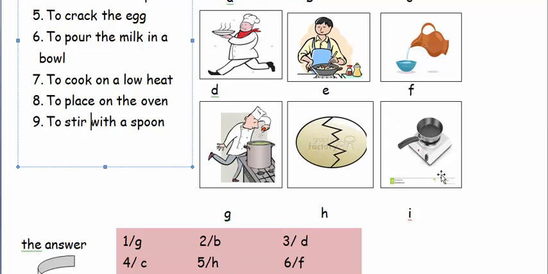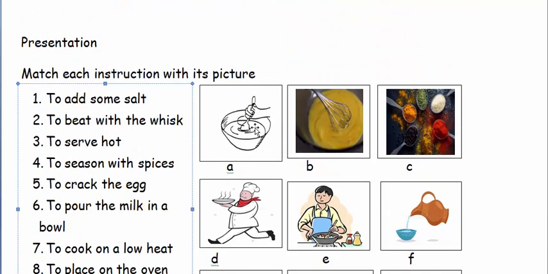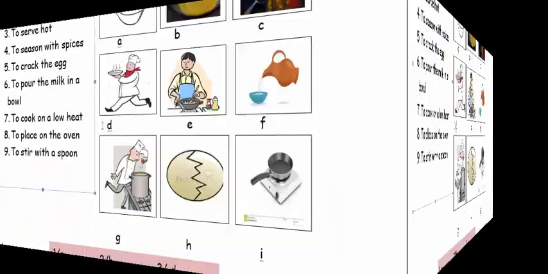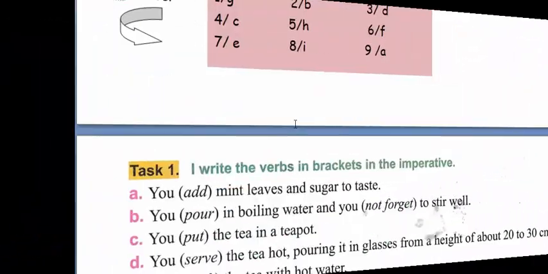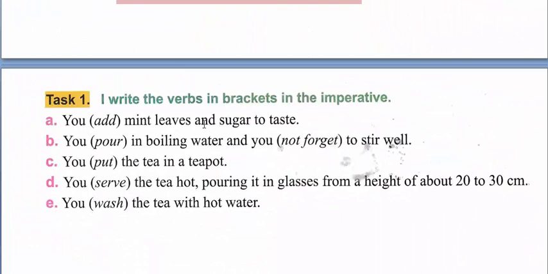To place on the oven. So we place a pan, for example, on the oven. To stir with a spoon. It's with the A. Now we stir with a spoon. This is the spoon, ملعقة. So to stir, يحرك. To stir with a spoon. Let's have task 1 of your own book.